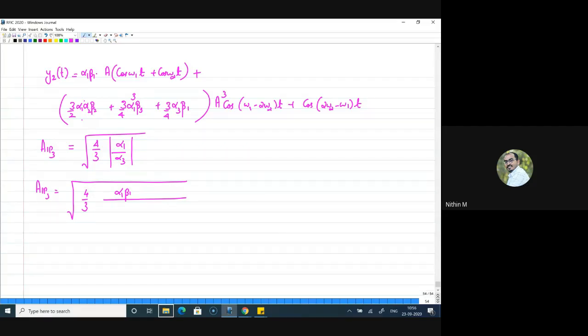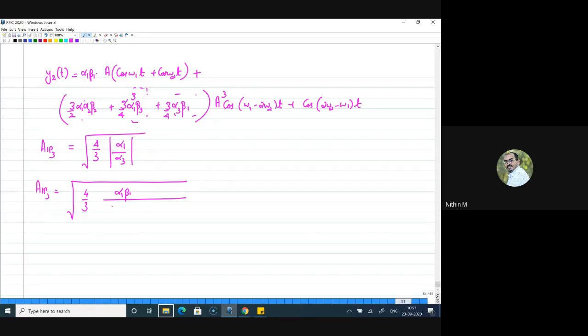So now the denominator terms will be: from this, directly alpha 3 beta 1. Now from this will be alpha 1 cube into beta 3, and from this will be 2 alpha 1 alpha 2 into beta 2. I'm very sorry, I'm not able to write now. This pen is not working. Okay, now we are coming back, we will get the same expression here.